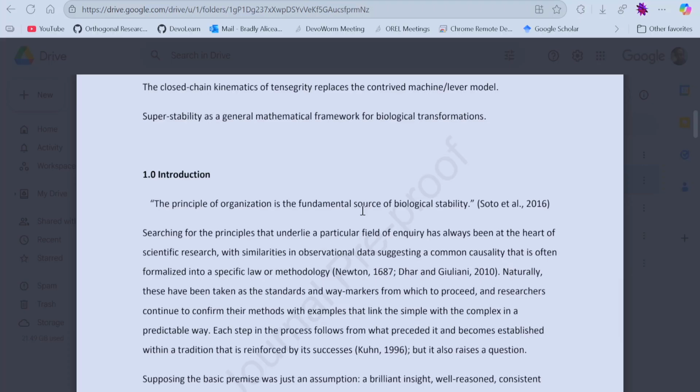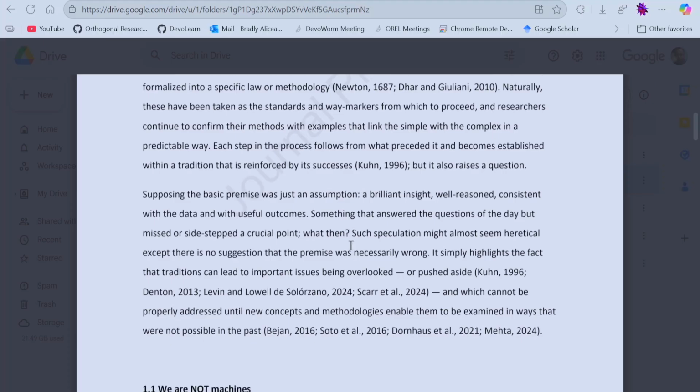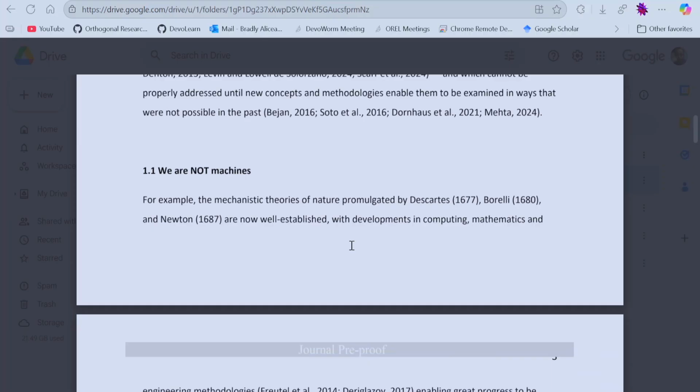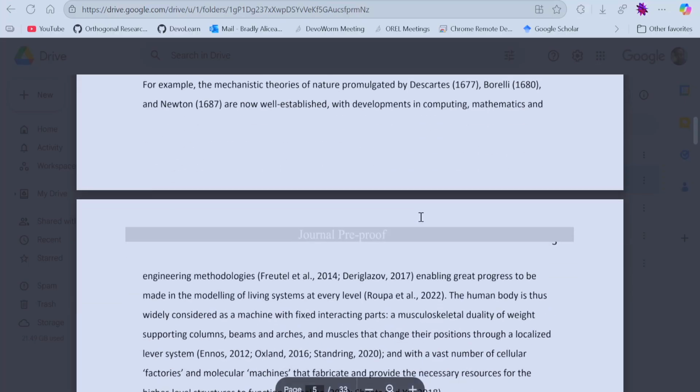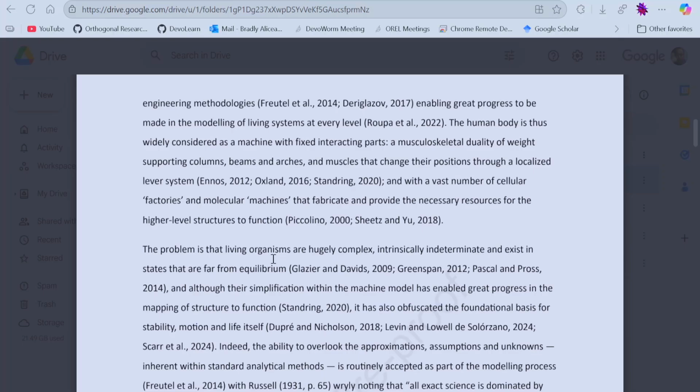So then they talk about this idea of developing a new way of thinking about this. And the first part is we are not machines. So there are a lot of mechanistic theories of biomechanics where you're just thinking about the mechanics, and we have to think beyond that.